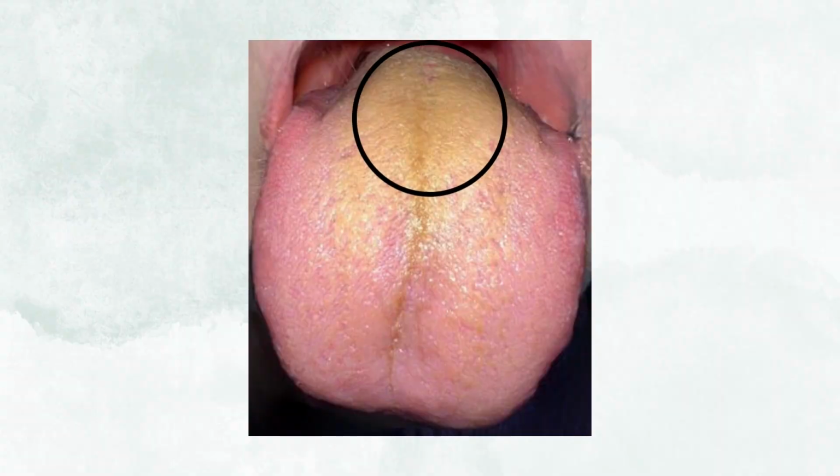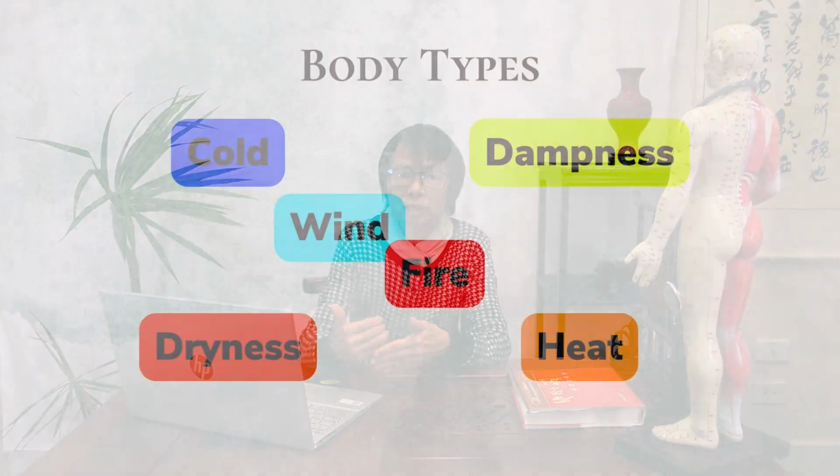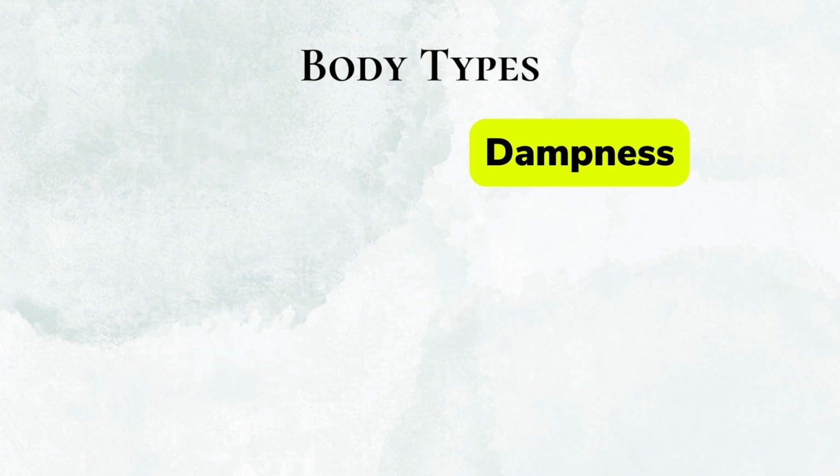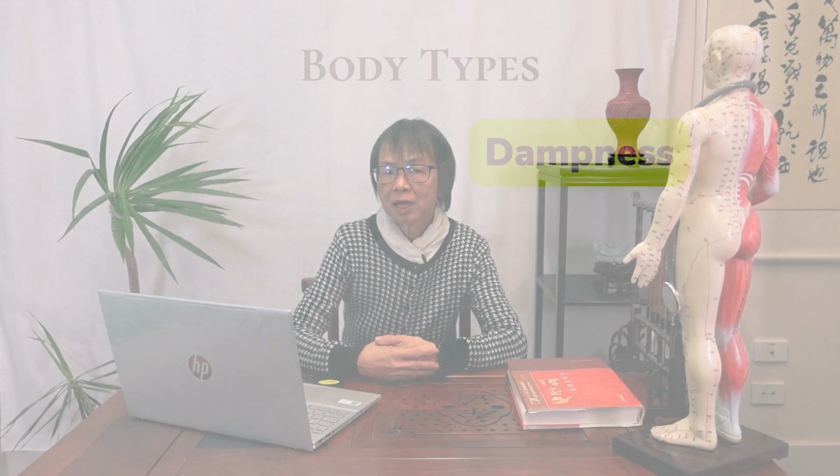Now, the most intriguing part is the circled area that captures our attention. The coating in that area appears to be rather unusual, and it looks like a sticky type of coating, which indicates the body type of dampness in Chinese medicine. This dampness condition indicates the body waste has been lingering in the body for a very long time and has not been eliminated well by the body.